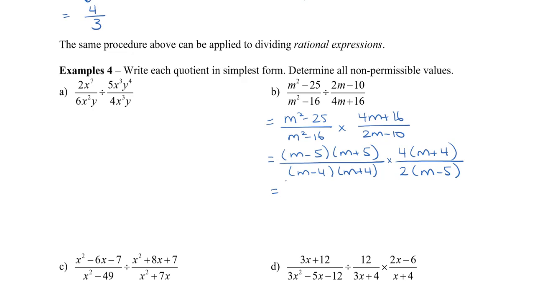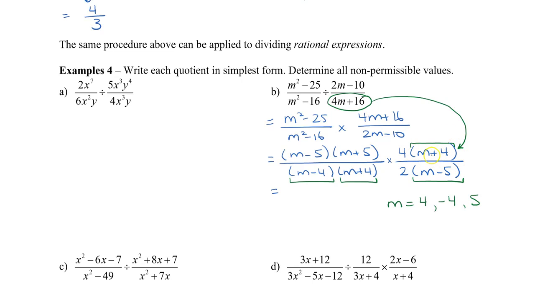All right, now unlike the other ones, I'm going to actually find the non-permissible values at this step to make it clearer. So we got 1, 2, 3 factors. Now there is an extra one that we need to take a look at. So back to my original question, 4m plus 16 was in the denominator, but now it's moved to the numerator. However, because it was in the denominator before, I also need to look at m plus 4 as a non-permissible value. So here we have m equal to 4, negative 4 in the second binomial, and we have 5.